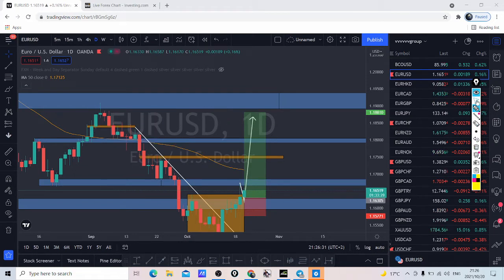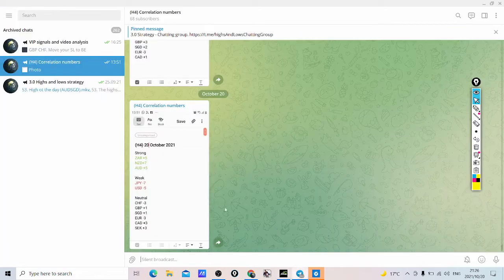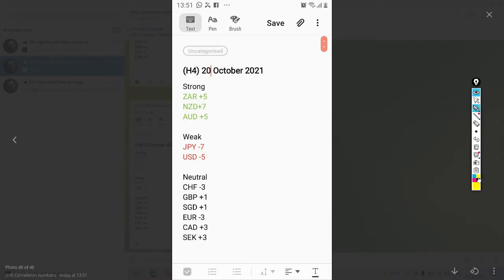So remember, now the US dollar is pushing to the downside, while the euro is neutral. So that's a buy for us. The US dollar is selling, while the euro is neutral, but a little bit selling, at -3.